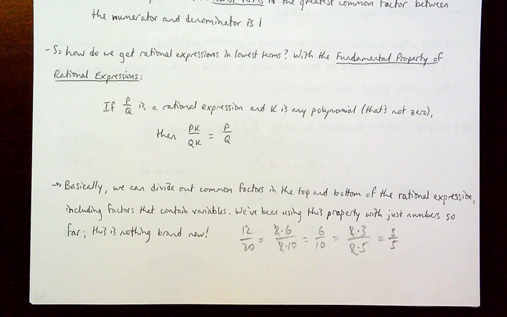We are doing this exact same thing. We're still canceling out common factors on the top and the bottom, but now we're going to see that we can do this with factors that contain variables like x, or x plus 2, or x minus 3, or something like that. Those types of things we can also simply cancel out. But we're going to pause here for now. We'll pick up with seeing examples of this in our next video.